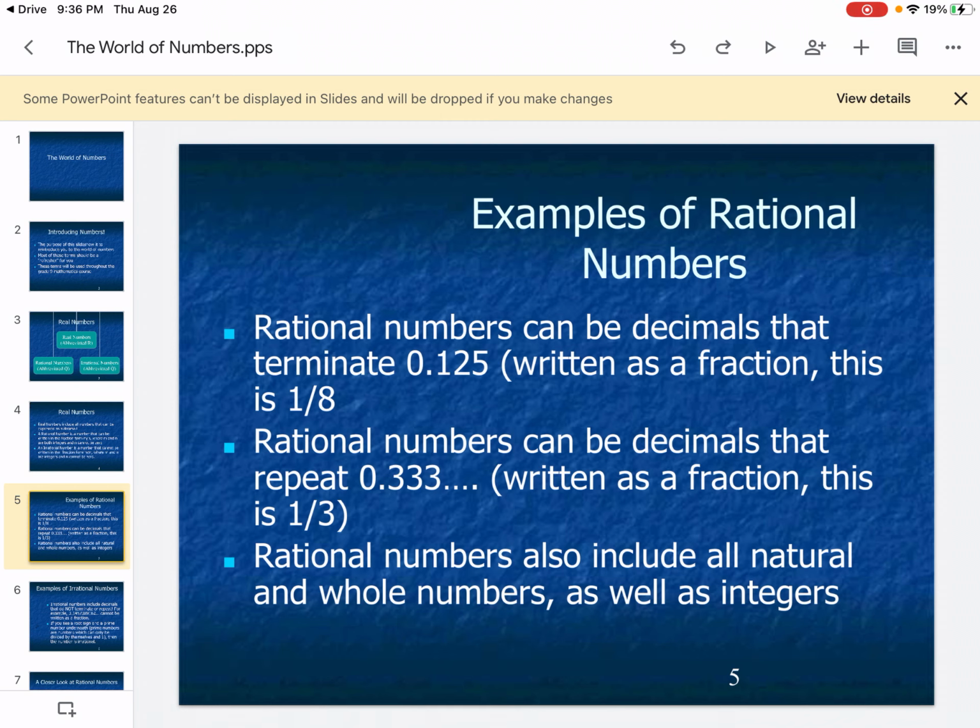The other thing I want to mention is any whole number can be expressed as a fraction. If I have the number 7, it's equivalent to 7 over 1, right? Negative 7 would be negative 7 over 1. So any number that we would call a whole number, like 5, 2, 32, whatever, is also going to be a rational number.